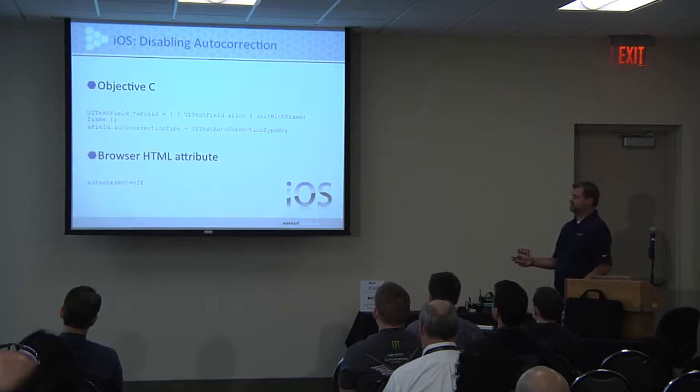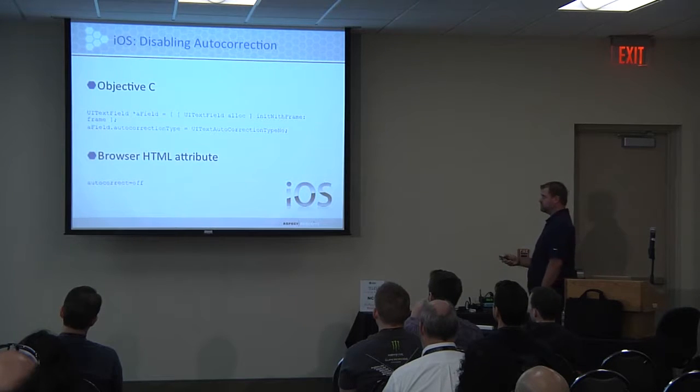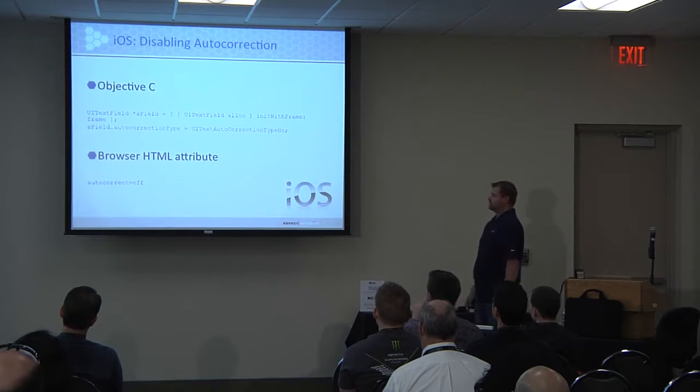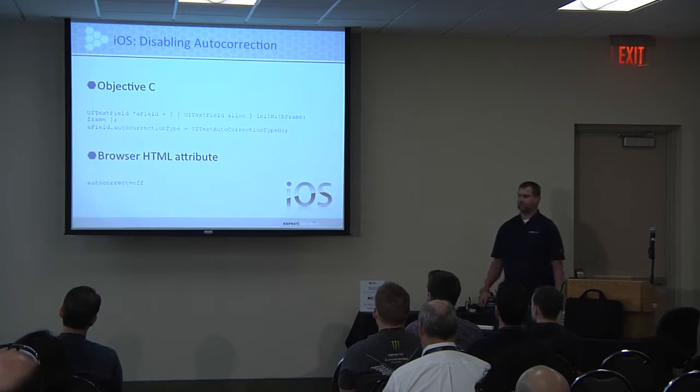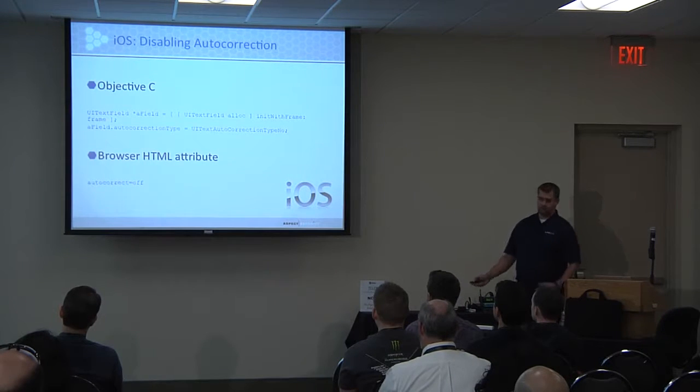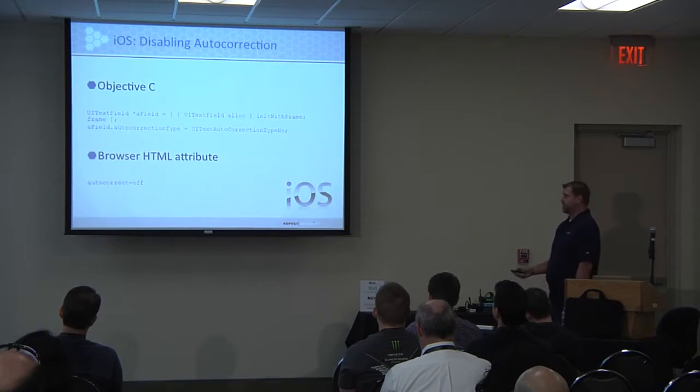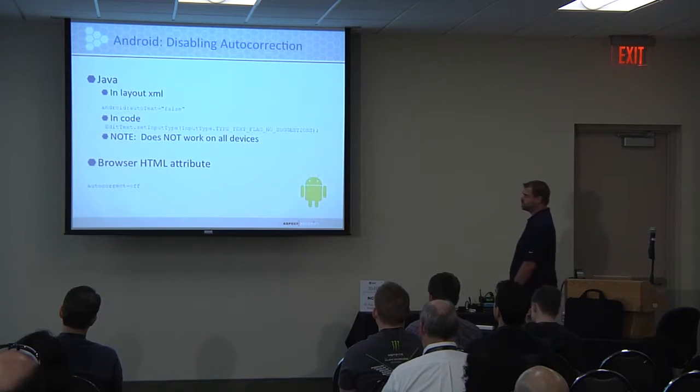So Objective-C is pretty simple. Set this attribute type on your text fields, and you'll turn off that autocorrection for that specific field. Obviously, browser, still an issue on mobile devices. We have mobile web browsers, and autocorrect off will do the same thing.